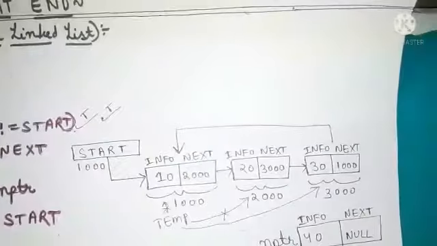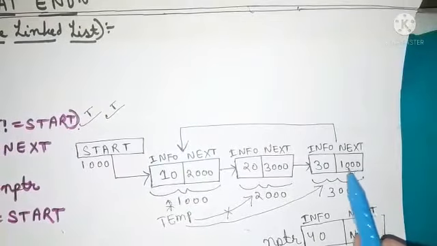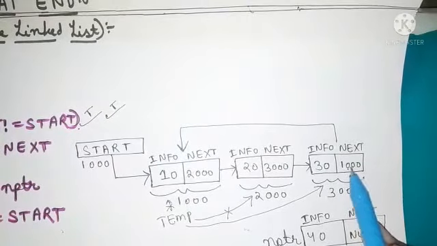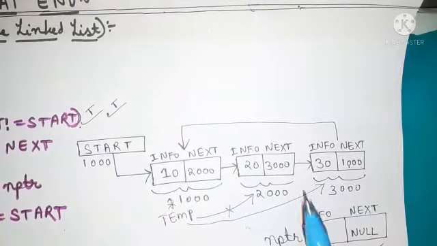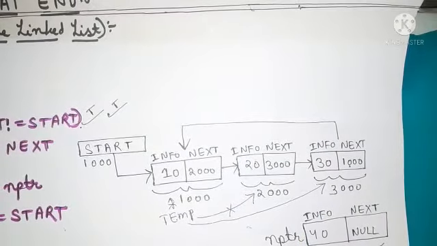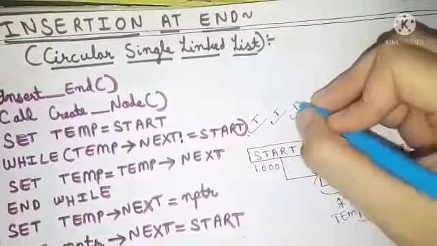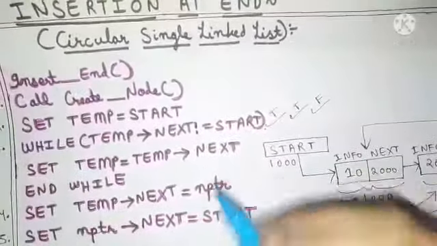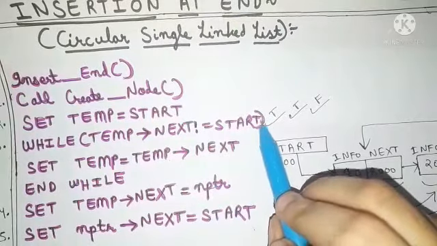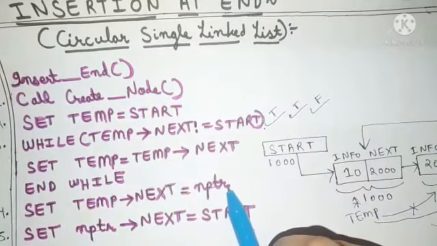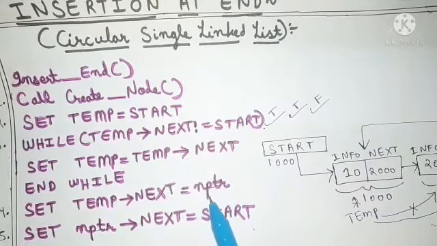This time it will check that the next part is pointing to our starting node, that means our first node, whose address is 1000. So this time the while condition is false. The while loop will stop executing and come out of the loop. Then this statement will be executed.